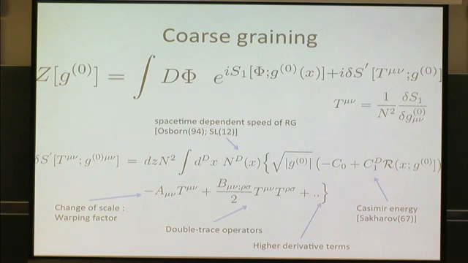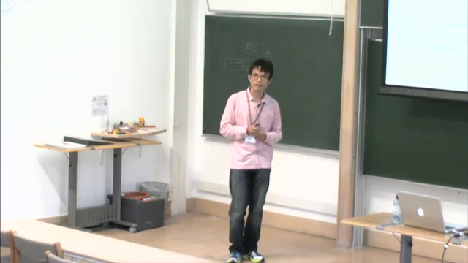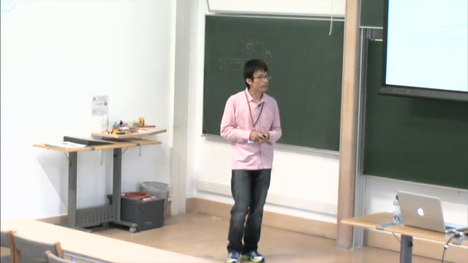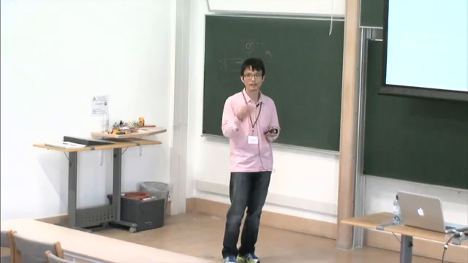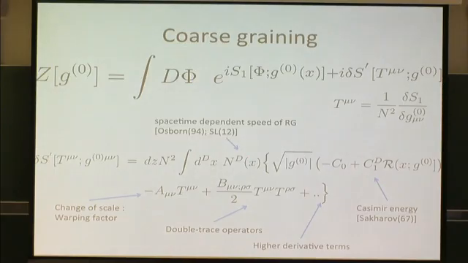One more important thing is that usually we change our length scale in RG uniformly in space and time, but you don't have to do it. You can choose the warping factor to be space-time dependent. So I'm choosing this ND as the speed of RG, the speed of coarse graining, and I choose this speed of RG to be space-time dependent. Okay, and then quantum corrections are generated.